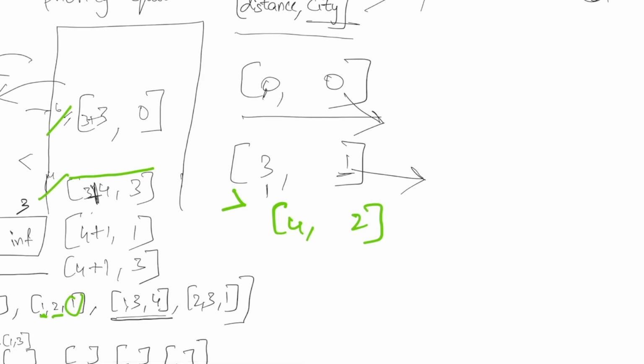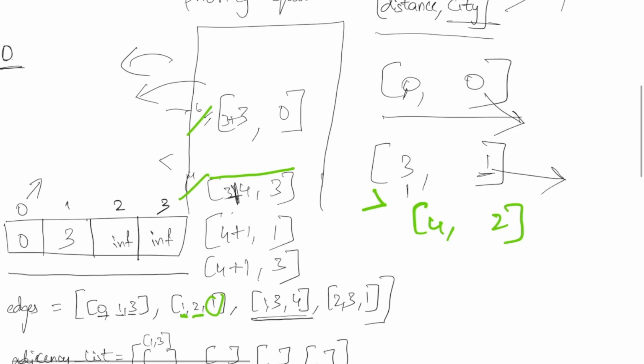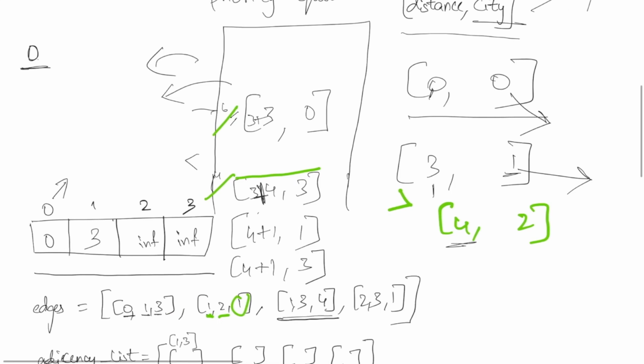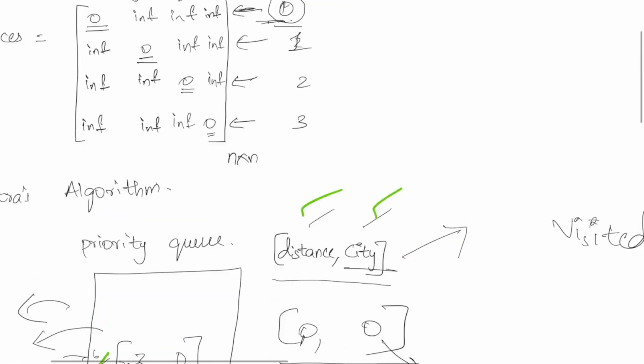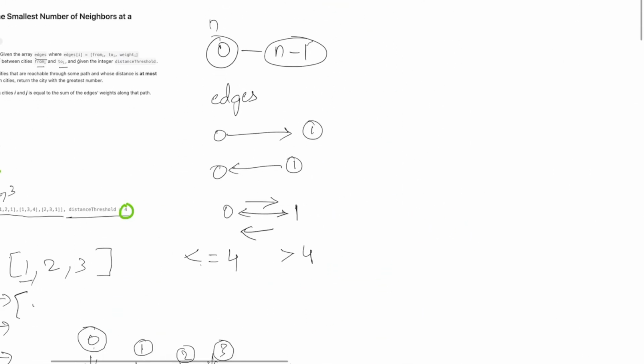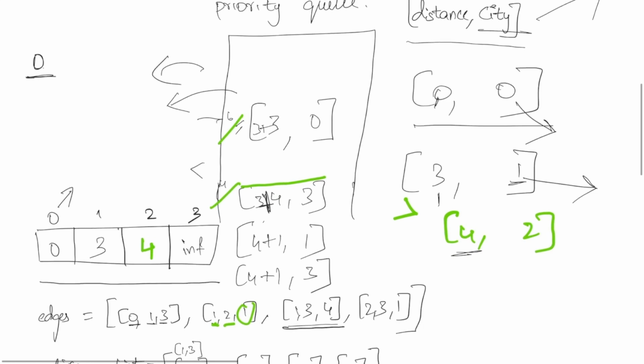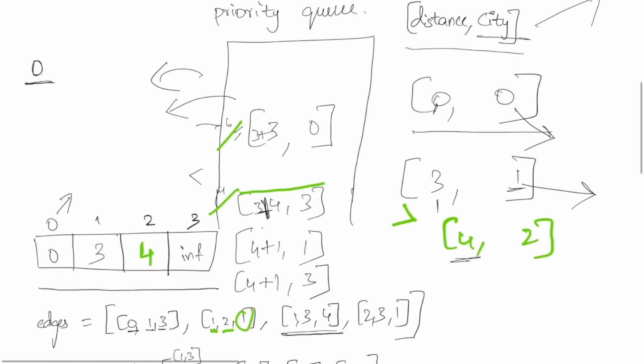Now check the minimum distance which we can go. So 2 has the minimum distance 4. We'll update it there. And the threshold distance they have provided is also 4. Okay, so we have already reached the threshold distance.